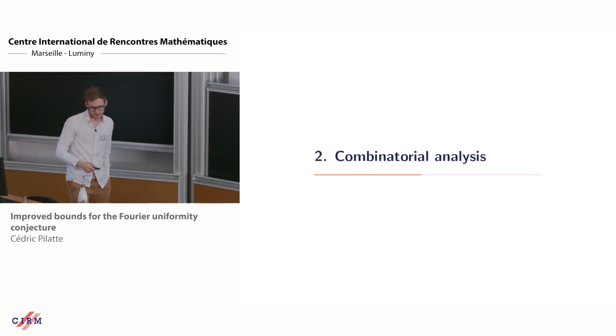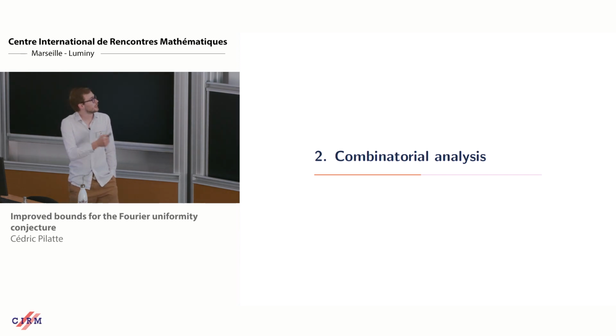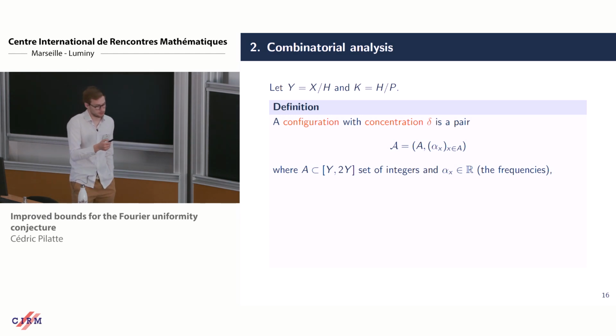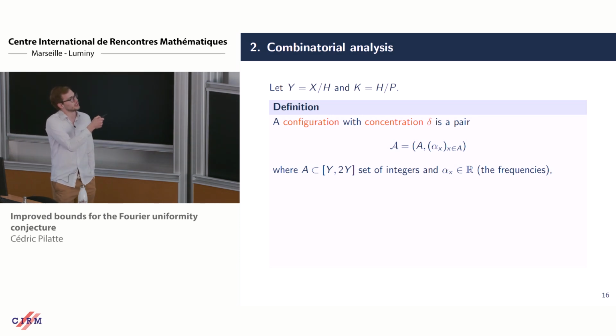And then there is the combinatorial analysis, which has been improved over time. And this is the heart of the proof. Now I'm going to make a useful definition. A configuration with concentration delta is going to be a pair where A is a subset of y up to y, a set of integers. Here I have changed variables to make my life simpler. And then the alpha x's are just frequencies associated to every point of A.